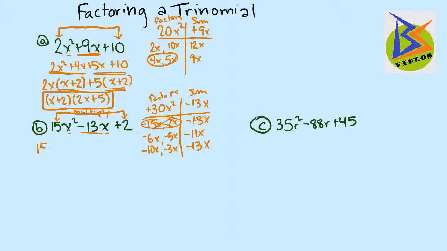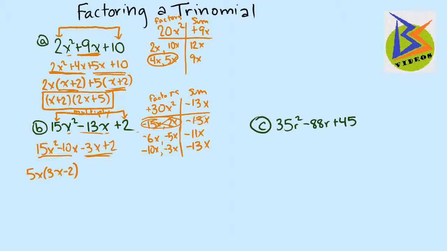So let's go ahead and come back and replace that negative 13x with a negative 10x and a negative 3x. And then we have that plus 2 at the end. Okay, again, we're going to factor by grouping. We can pull out a 5x in that first set. We're left with 3x minus 2.